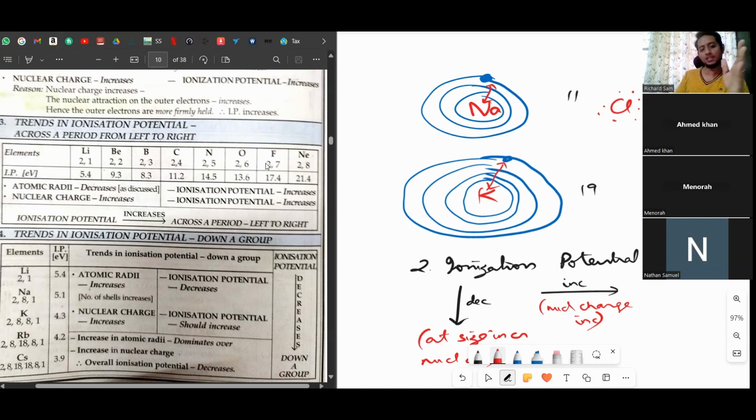So over here, you can see that as you go completely to the right, neon has the highest ionization potential energy. Why does neon have the highest ionization potential? Yes, stable. There's so much nuclear charge that holds these electrons together. Does neon ever want to give those electrons away? No, it's already stable. It needs all those 8 electrons to keep it stable, right? And so these electrons are very tightly held to the nucleus because of the high nuclear charge. So neon has the highest ionization potential.